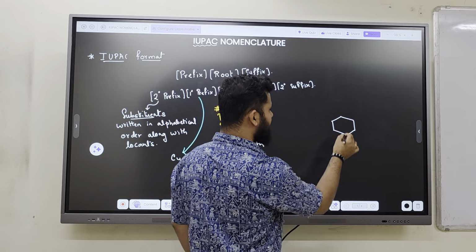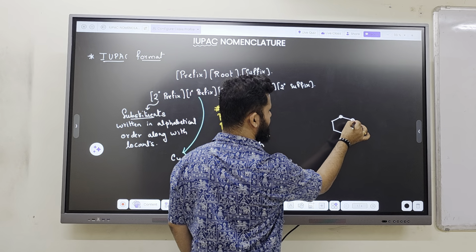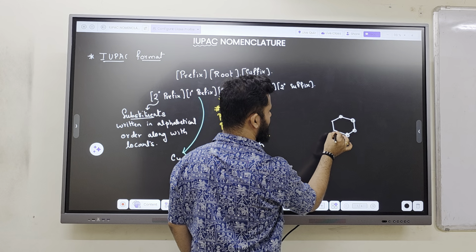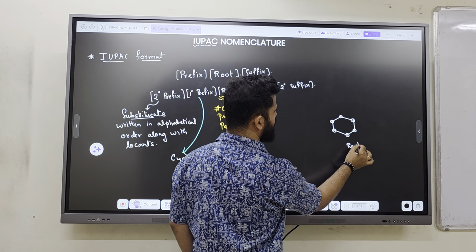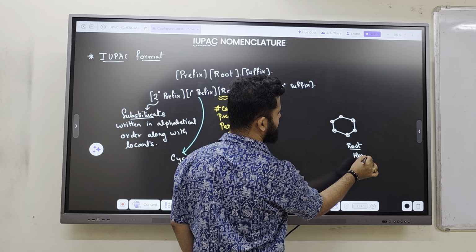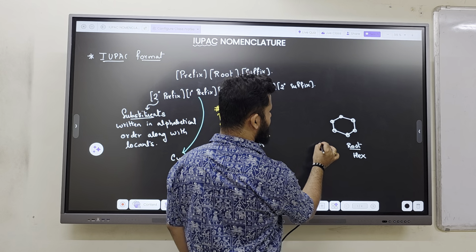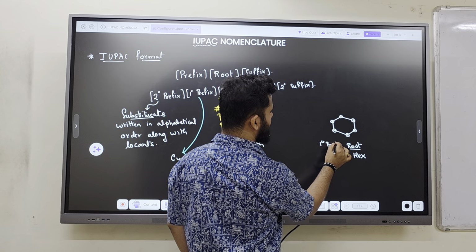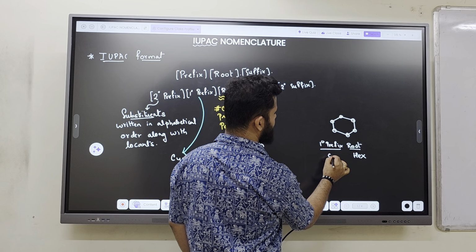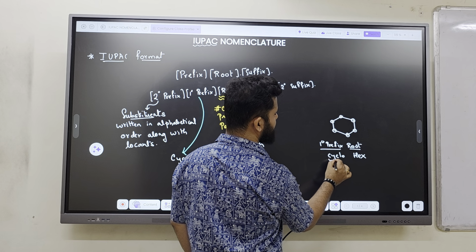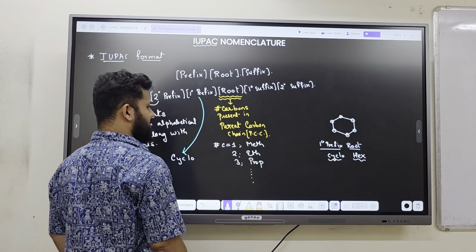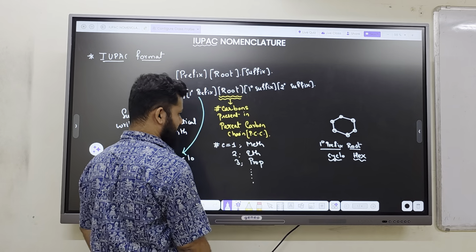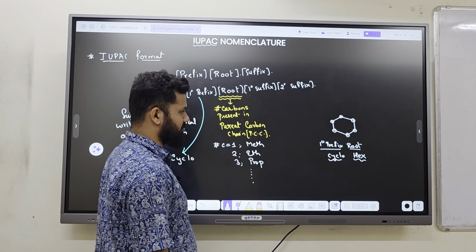How many carbons are there? Check. 1, 2, 3, 4, 5, 6. So the root would become hex, and the primary prefix would become cyclo. So it would become cyclohex. However, if it is not cyclic, then it is not mandatory for us to write.